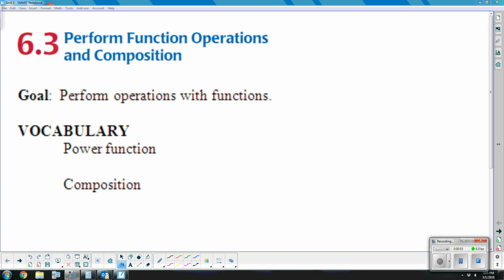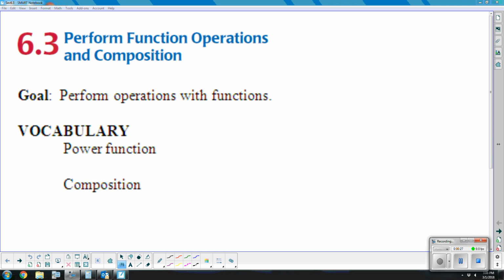Girls, this is lesson 6.3, and this is a little bit different than the last two lessons we looked at, but it's still about rational functions. So we're looking at operations on functions and compositions of functions. Compositions might be a new concept for you, so we're going to go over the properties of that in this lesson. So we have a couple of key terms.